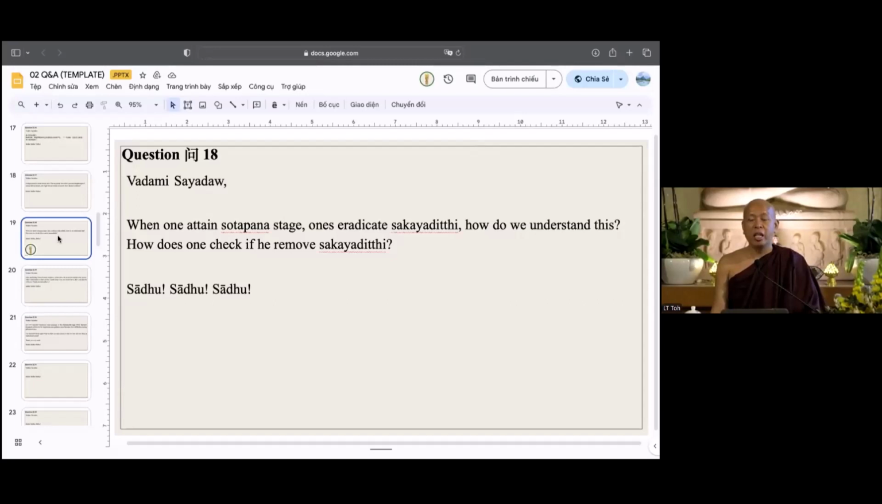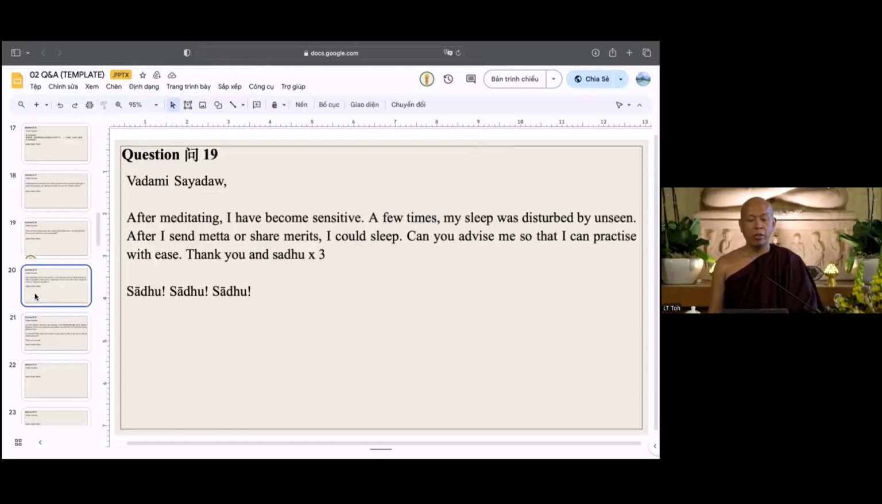Okay? Even a few days ago, in the question and answer, I have already explained the one. With revealed knowledge, we can also know path knowledge, fruition knowledge, nibbana, the abandoned defilements, and the remaining defilements. Right? The Sakaya Ditti has already been abandoned by the Sotapanna, so they can review it with revealed knowledge. Okay? Next one.